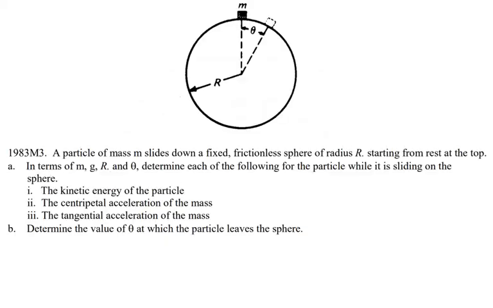In this question, we have a particle of mass m that slides down a fixed frictionless sphere with radius r, starting from rest at the top, so there's no kinetic energy at the top, and it slides through an angle theta. In terms of m, g, r, and theta, determine each of the following for the particle while it is sliding on the sphere: the kinetic energy of the particle, the centripetal acceleration of the particle, and then the tangential acceleration of the mass. That's the one that we struggled to do in the classroom.